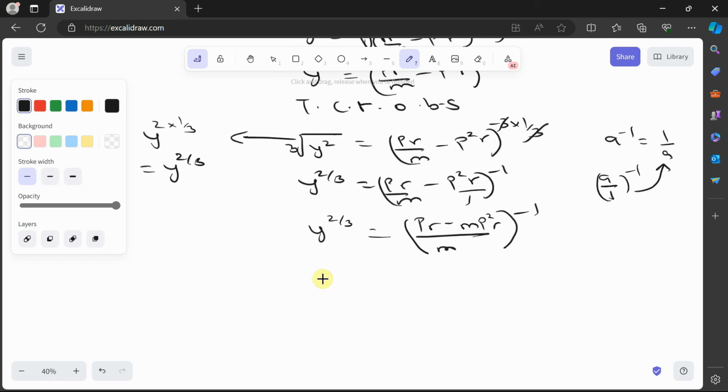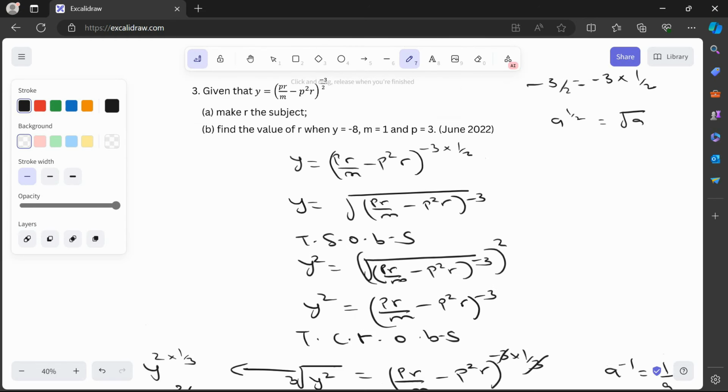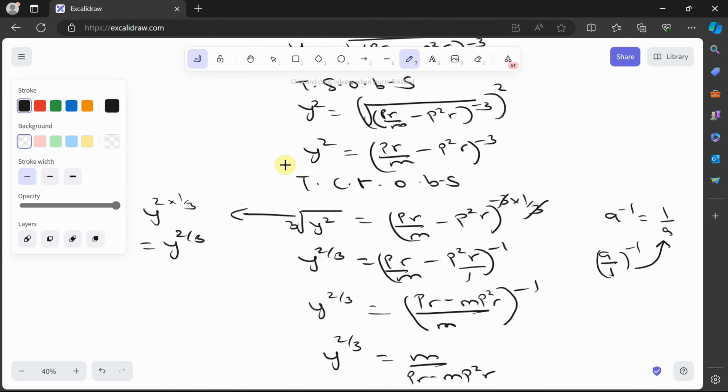So the same thing, I'll say y raised to the power of 2 over 3. So this is like saying take the inverse, and that's like saying m over pr minus mp square r. Remember, initially, what are we trying to make the subject of the formula? We're trying to make r the subject of the formula.